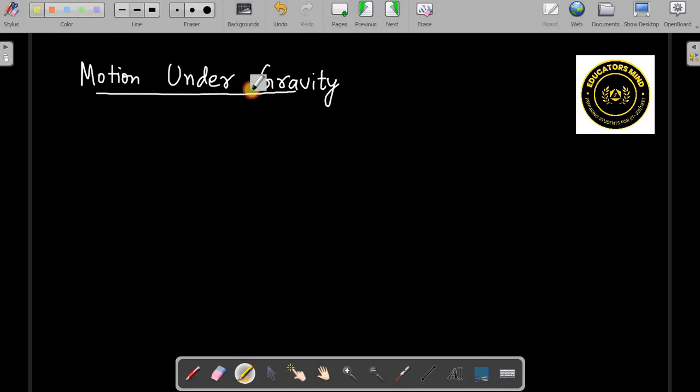Suppose there is an object which is moving only due to the influence of gravity. Moving means the motion of the body is affected only due to gravity. Only due to gravity means the earth is applying a force, so there will be acceleration due to the gravitational force, and that acceleration is called g, acceleration due to gravity. If you consider the downward direction as negative, then you can write this as minus g.